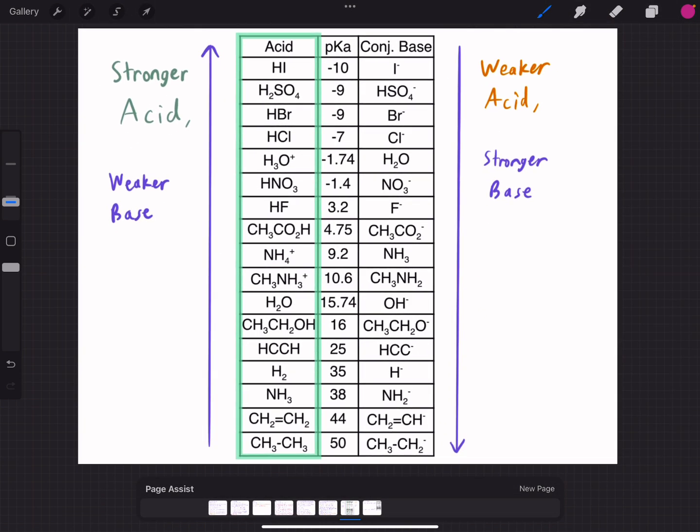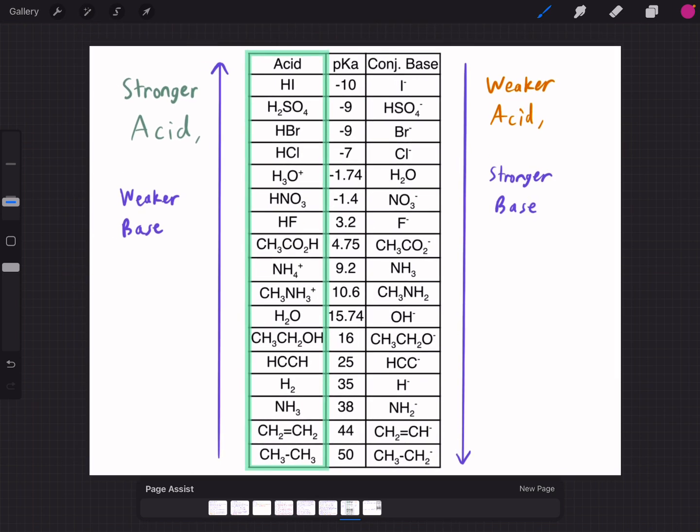So here is the pK table that you should be given on the exam. I'm pretty sure it'll be these ones. This is like what was given on previous exams. You can always double check with Dr. Berg and he'll let you know. But a general trend, know that the stronger the acid, the higher up it will be on the table.